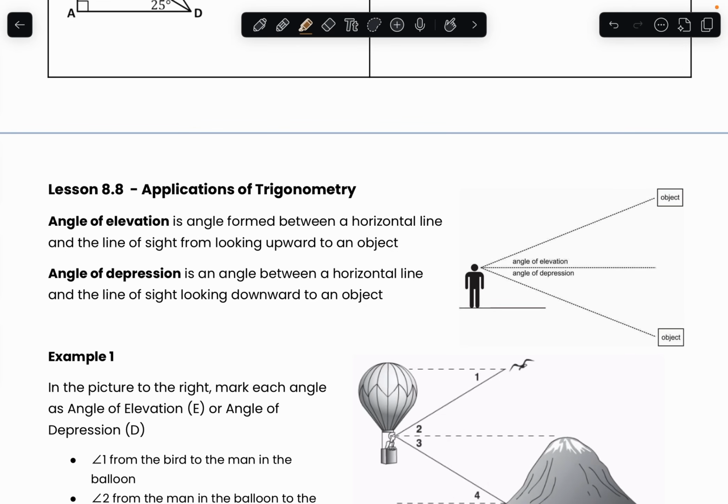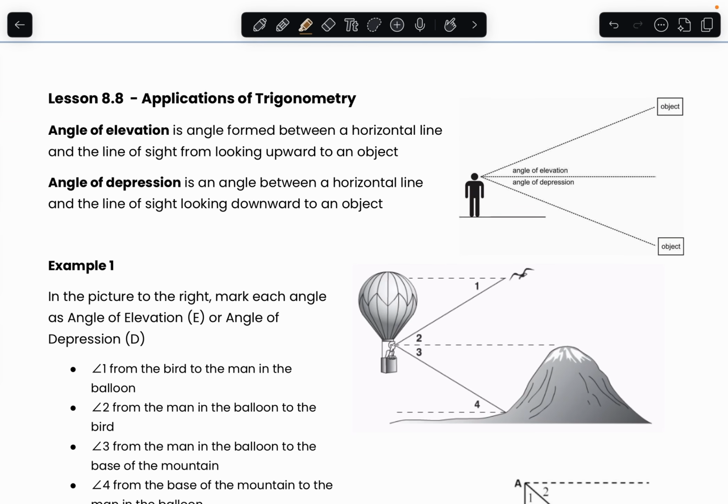Okay, this lesson is going to be about lesson 8.8, which is on applications of trigonometry. This lesson is basically just giving you real world questions, and you are either asked to fill in the blanks based on the picture that's given to you, or you're asked to draw a picture. In order to be successful in this lesson, you do have to know key terms, which is that you have to know what angle of elevation and what angle of depression mean.